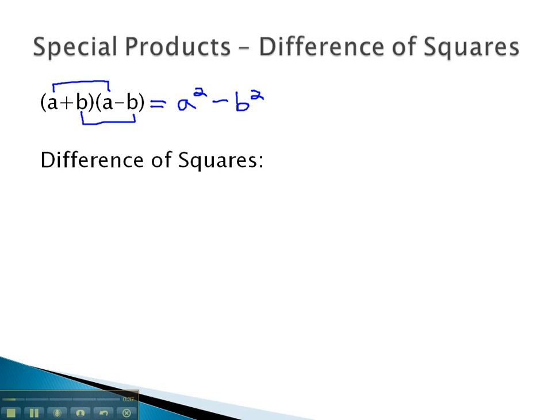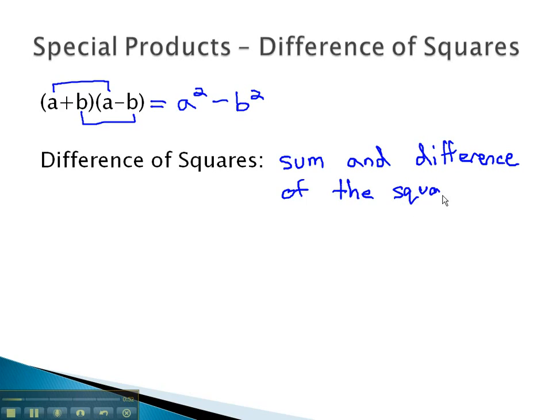A difference of squares will always factor to the sum and difference of the square roots. In other words, if we can take the square root of both terms, and there's a subtraction between them, we have a difference of squares. This will always factor to a sum and a difference of the square roots. The square roots in this case are a and b.